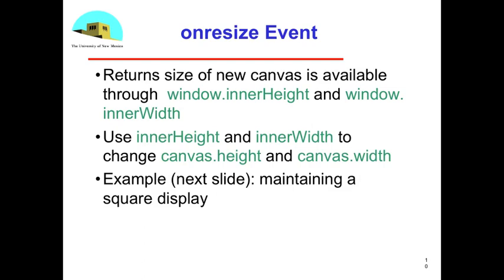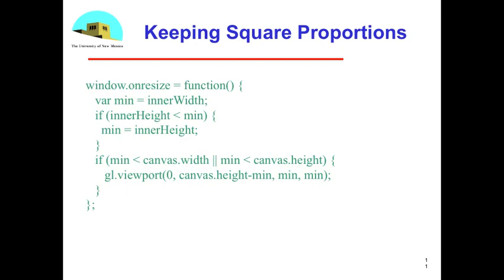Now, what I'm going to do is show you a final example on the next slide, which says, well, what if we just want to keep the window square? We started with it square, let's try and at least keep it square. And the way we do that is to look at the minimum size of the inner height and the inner width, and allow that to determine the height and the width of the new canvas. So here's what we do here. We look at whether inner height is bigger or smaller than inner width, and set the minimum to whichever one it turns out to be.